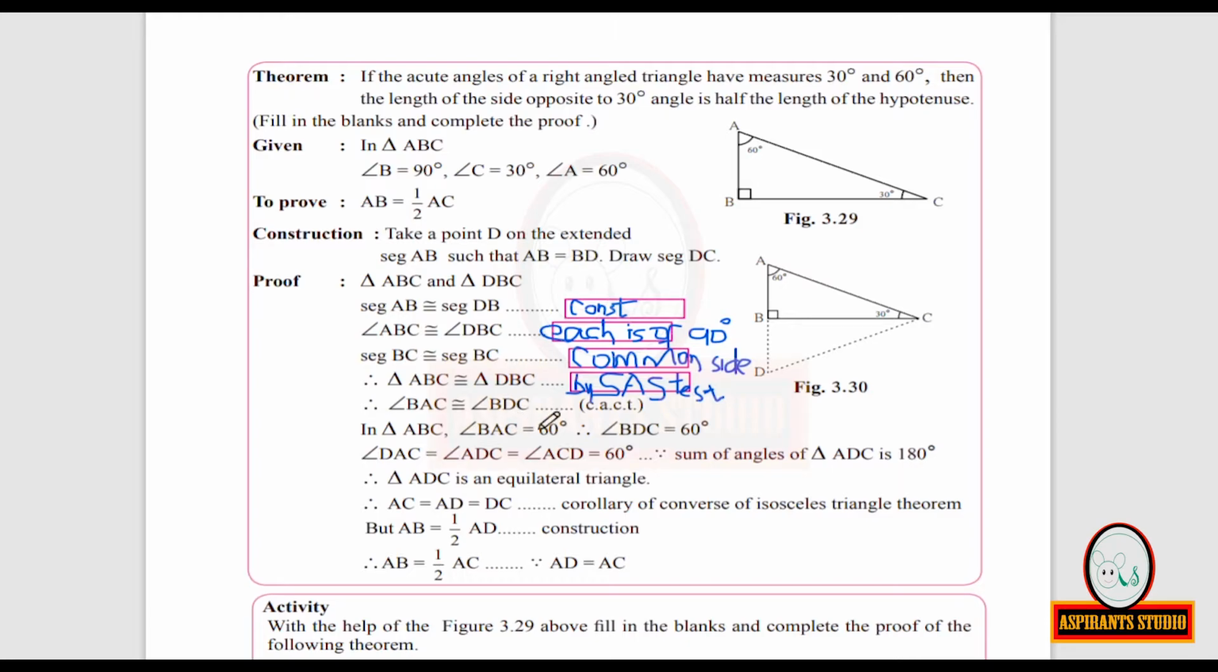In triangle ABC, measure of angle BAC is equal to 60 degrees. Therefore, measure of angle BDC will be 60 degrees, because we already proved measure of angle BAC is equal to measure of angle BDC.